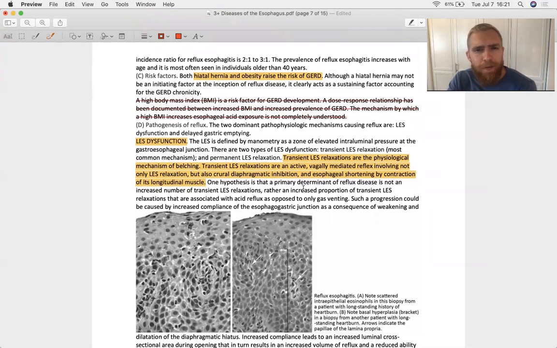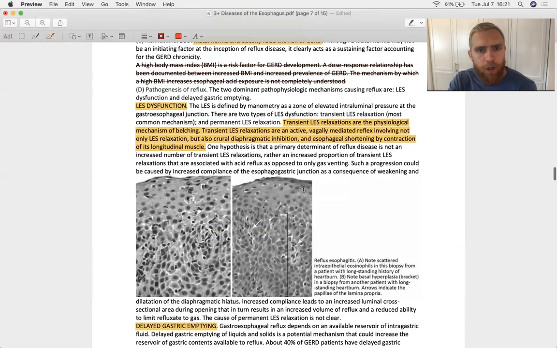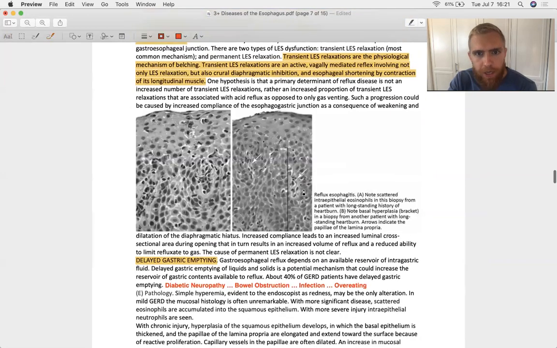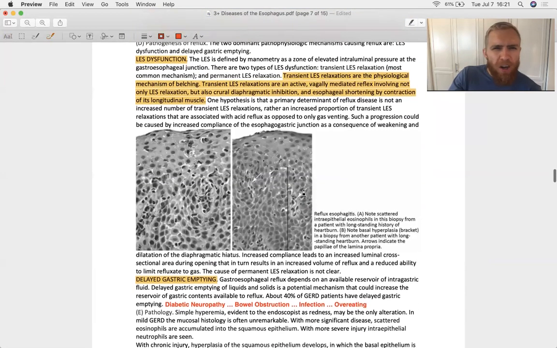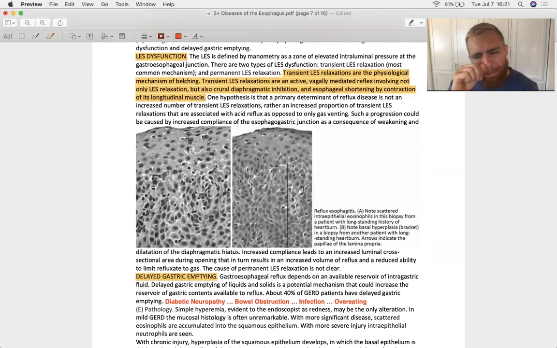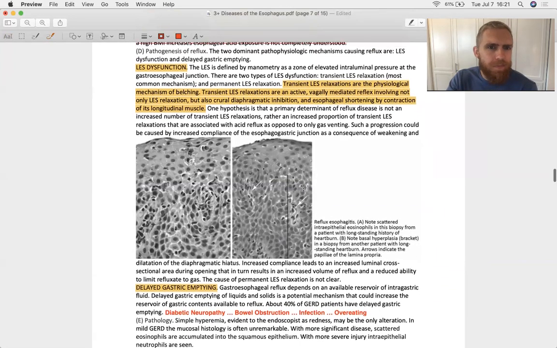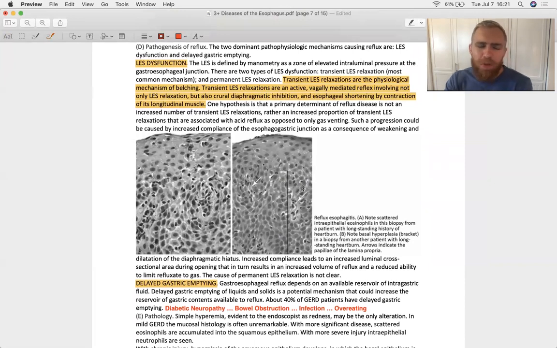The two dominant pathophysiologic mechanisms causing reflux are lower esophageal sphincter dysfunction and delayed gastric emptying. This is a little bit of a wonky section because, well, you'll find out. Lower esophageal dysfunction talks about burping, and it says transient lower esophageal relaxations are parasympathetic reflexes. So that's good to know. That's a really good takeaway.